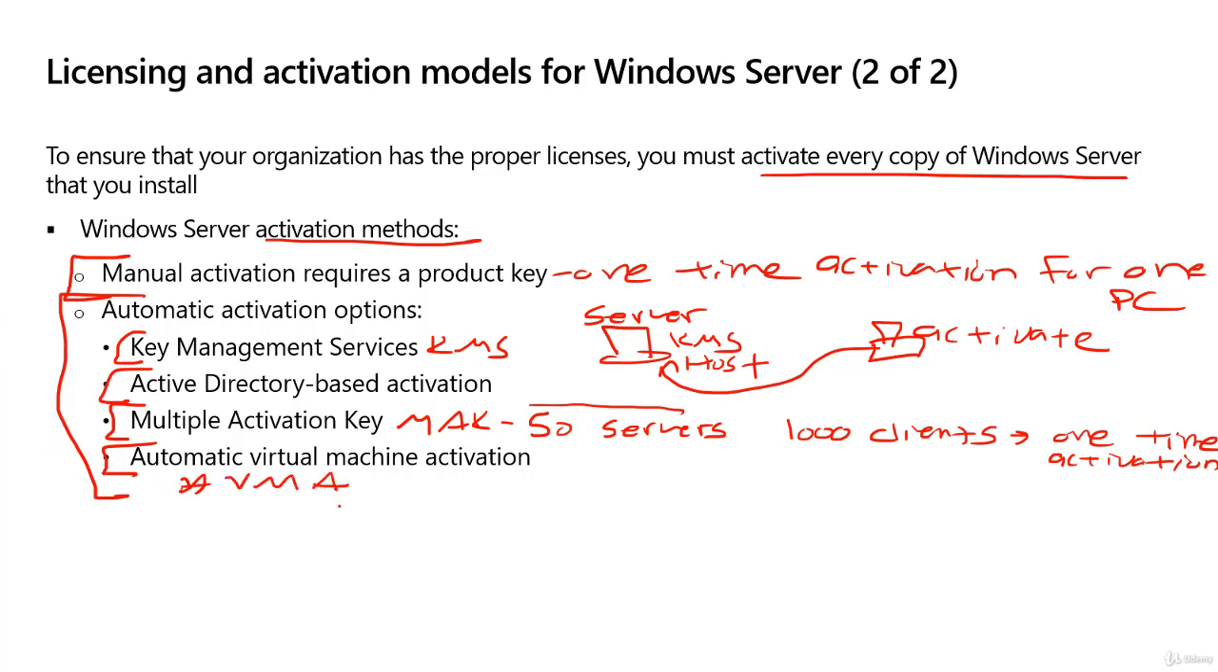Now, very different from that is AVMA, Automatic Virtual Machine Activation. This is just a setting I can define on my Hyper-V host, a virtualization host. So virtual machines, anytime you build a VM, it just automatically activates the virtual machine, so I don't have to go through a manual activation. But those would be our options for the automatic activation. KMS, Active Directory based, MAC, the multiple activation key, and unique to virtual machines, the automatic VM activation.